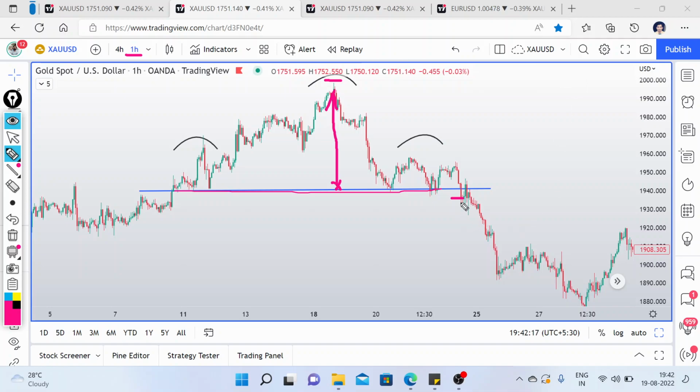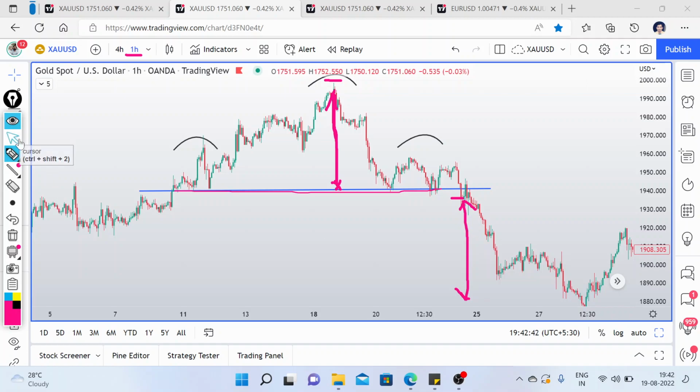After the breakdown you can enter here and put your stop loss, and for the target you have to measure the same length as this one. You can wait for your target, and you can see we can get targets if we follow the method and follow the risk reward properly. So this is the example on the 1 hour time frame on gold.